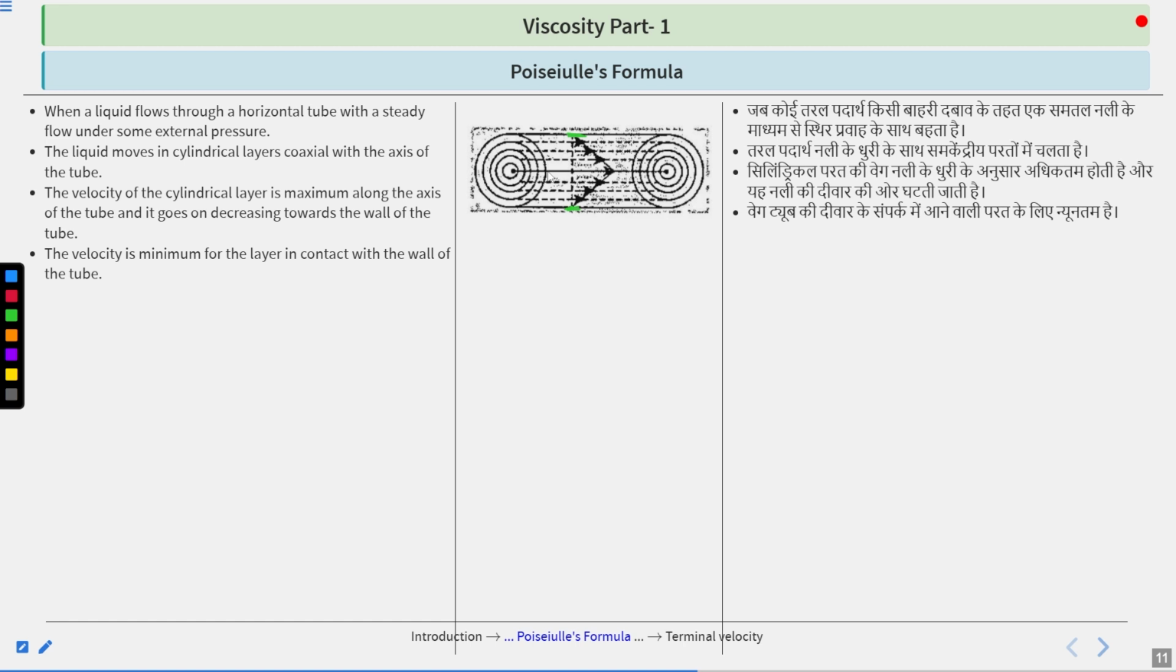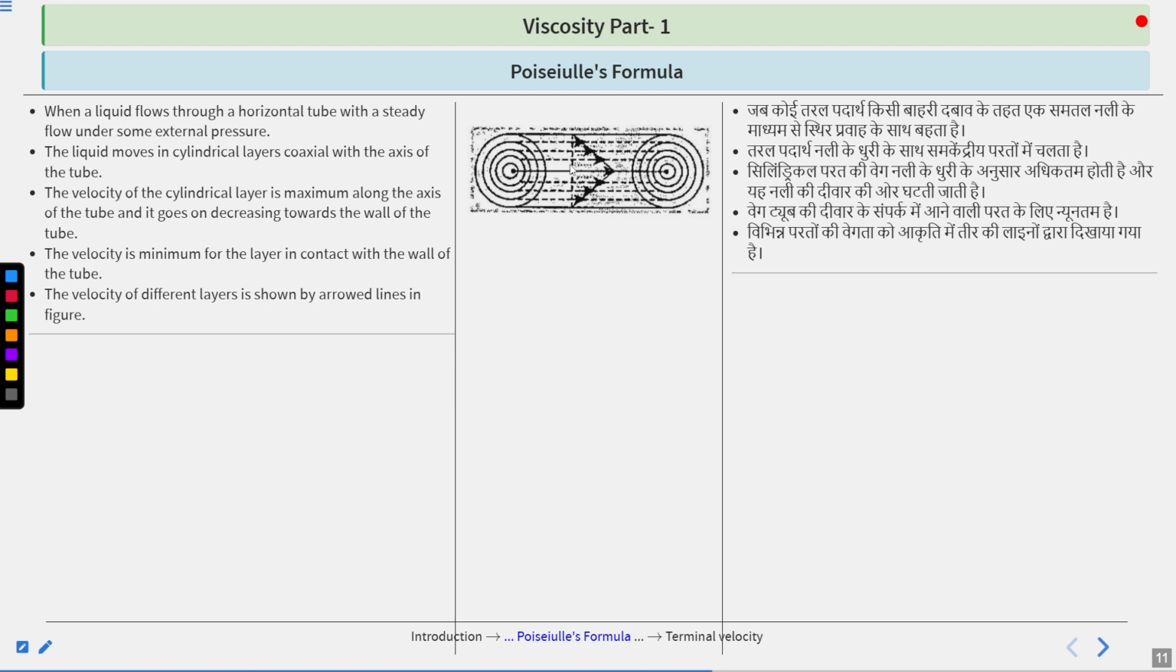And the layer which is in the middle, along the axis, will have the high velocity because it's not having any kind of external force of friction. The velocity of different layers is shown by the arrowed lines in the figure. If you consider these arrow lines, this arrow at the top is having the high velocity, then this one has decreasing velocity, this also, and this is having the minimum velocity. So as we move towards the wall of the tube, the velocity of the liquid is constantly decreasing. Okay, so that was Poiseuille's observation.